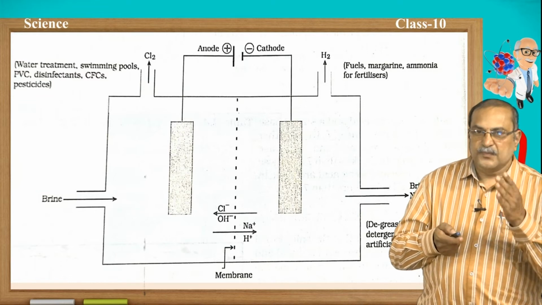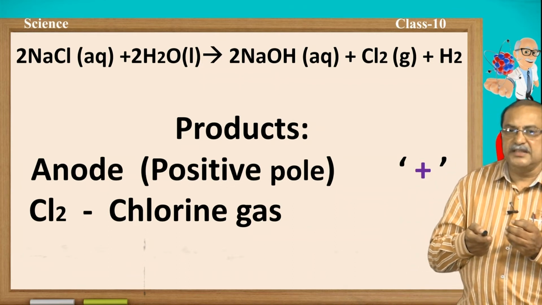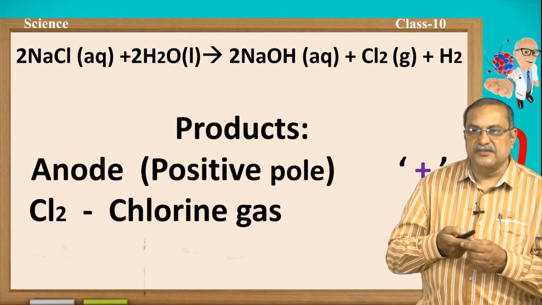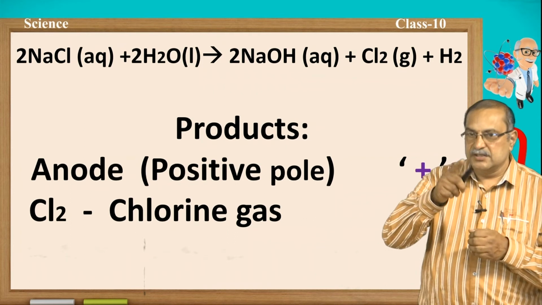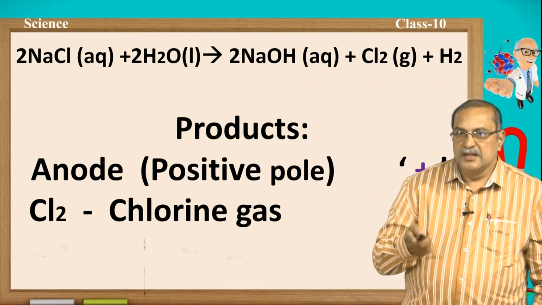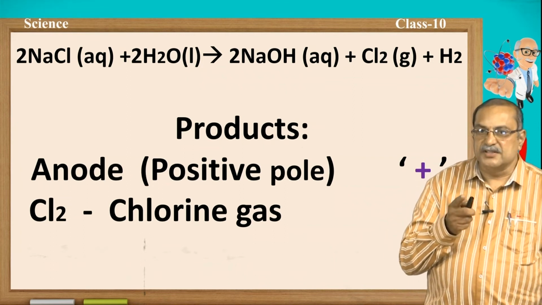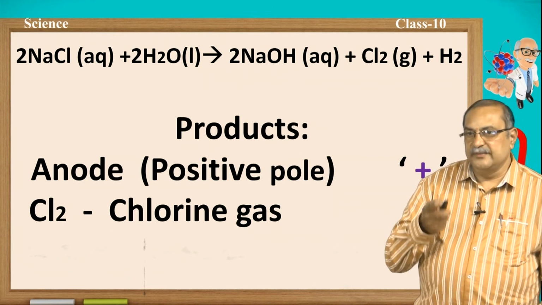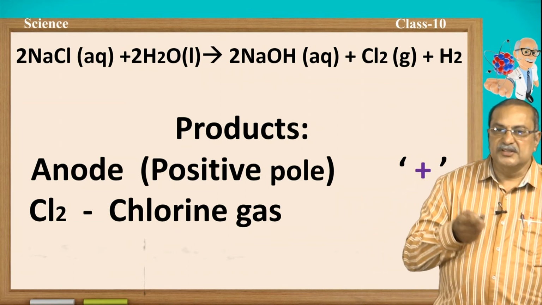We will see chlorine which is coming out. What is the equation of the reaction, how does it happen? The equation is 2 NaCl plus 2 H2O gives 2 NaOH plus Cl2 plus H2. Here we have sodium chloride and water, that is an aqueous solution. Sodium hydroxide is forming here, and chlorine gas is liberated, along with hydrogen gas. So these are the products.